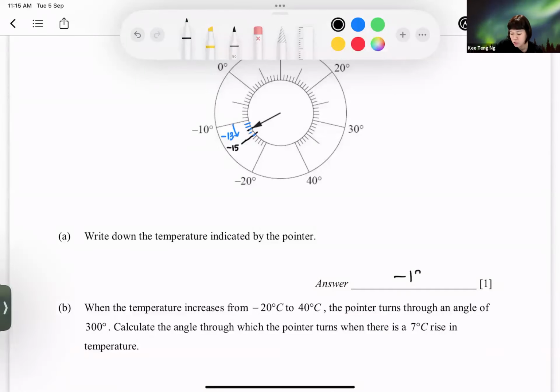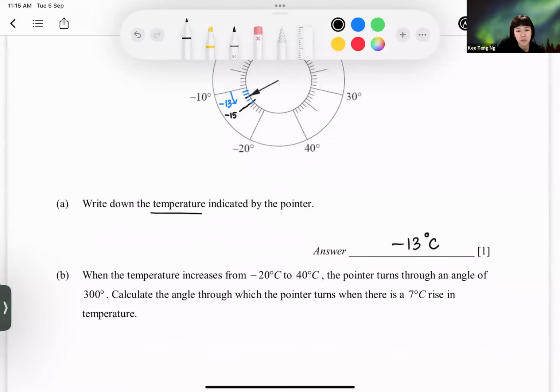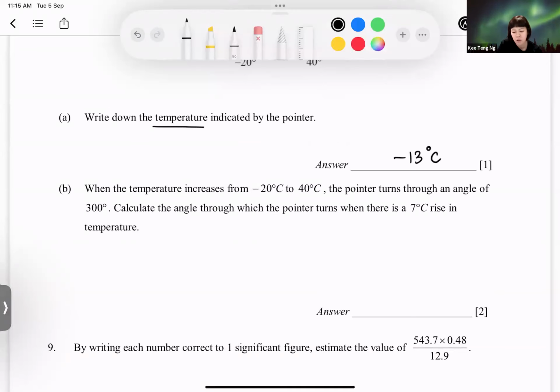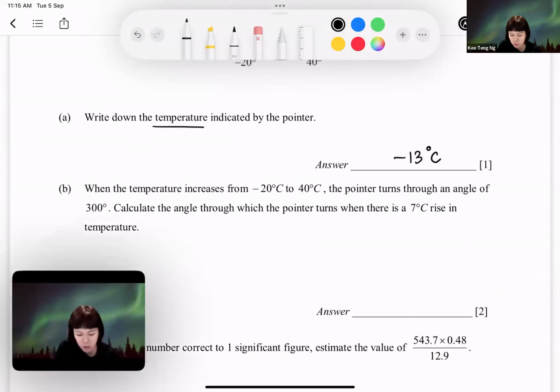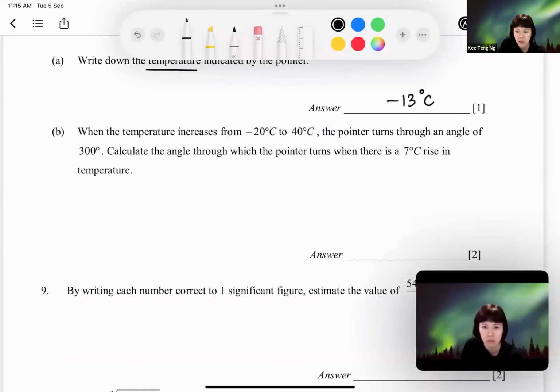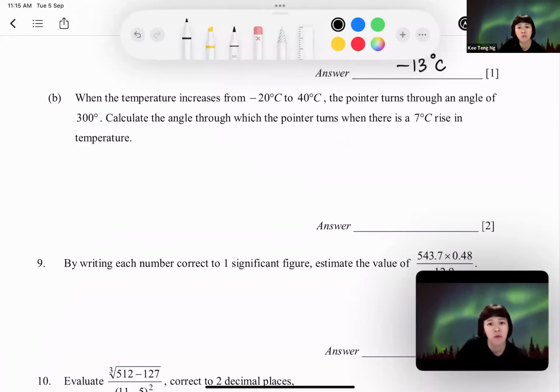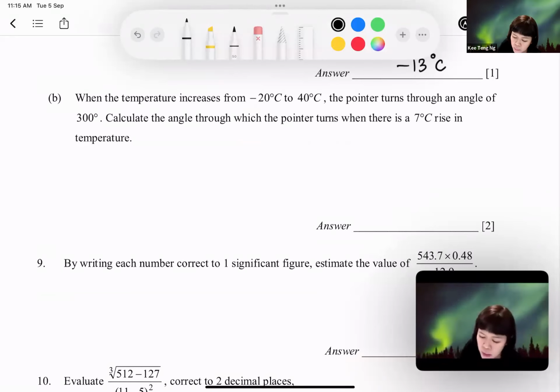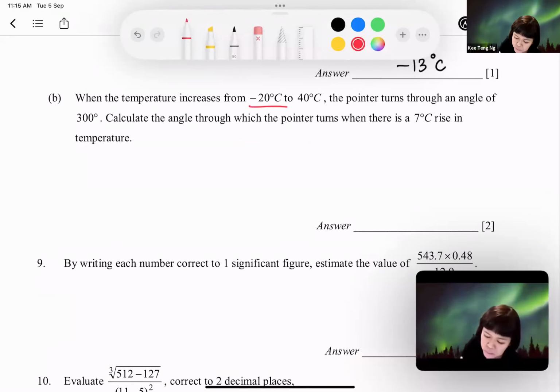So this one, temperature, negative 13 degrees Celsius. They want the temperature, write down the units. Now, when the temperature increases from 20 degrees to 40 degrees, the pointer will turn an angle. Okay, this one is by proportion. From 20 degrees to become 40 degrees, what is the temperature change?